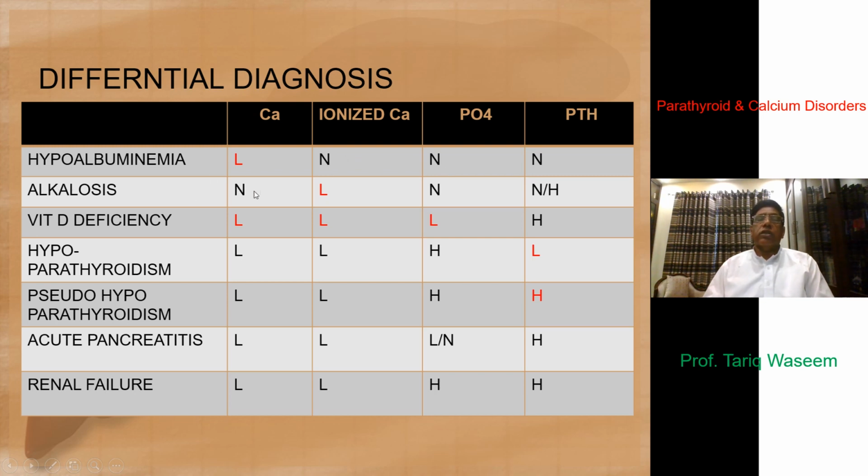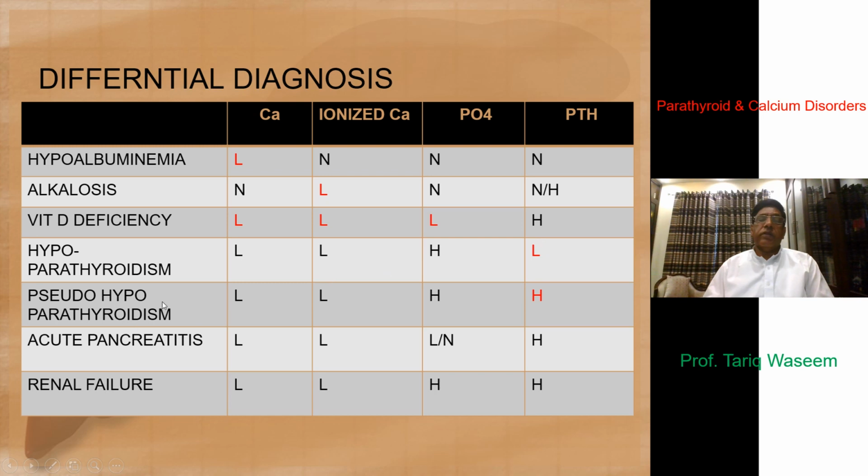In a patient with alkalosis, you may have primarily low ionized calcium with normal parathormone and phosphate level. In vitamin D deficiency, the calcium would be low, the ionized calcium would be low, their phosphate would be low as well, but their parathormone would be high. In patients who have hypoparathyroidism, their calcium would be low, ionized calcium would also be low, but their phosphate would be high and their parathormone would be low.